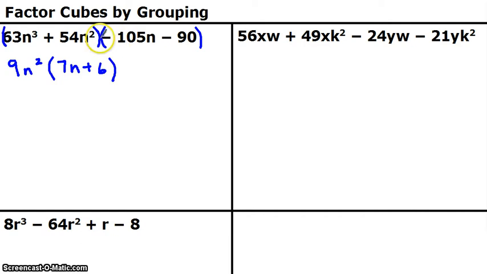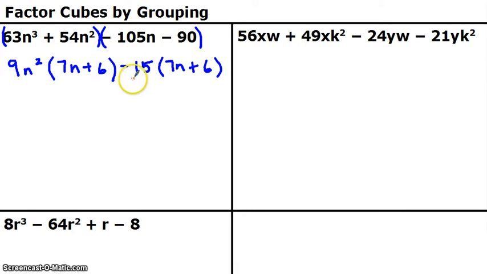Okay, so another thing, when you get a group with a negative in front, you need to take out the negative. So we're going to take out a negative, and then 105 and 90. Keeping in mind that we want to get 7 and 6 out of this, we can take out a negative 15, and that'll leave me with 105 divided by 15, which is 7n, and 90 divided by 15. Really it's negative 90 divided by negative 15, which is why it's going to leave us with a positive 6.